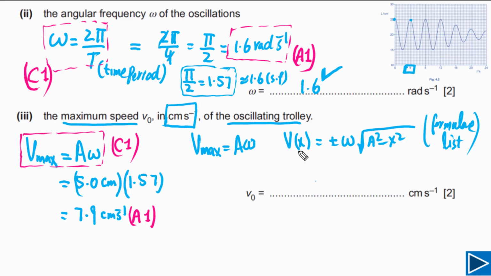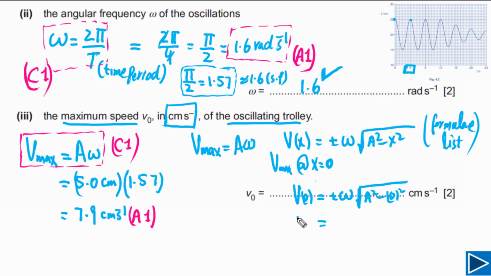Now if you need to find Vmax, V is maximum at X equal to 0, meaning at the equilibrium position the speed is maximum. Now simply from here we can find V at X equal to 0. This will be equal to plus minus omega, and X is 0 in this case. So we can say the square root of A square minus 0 square.